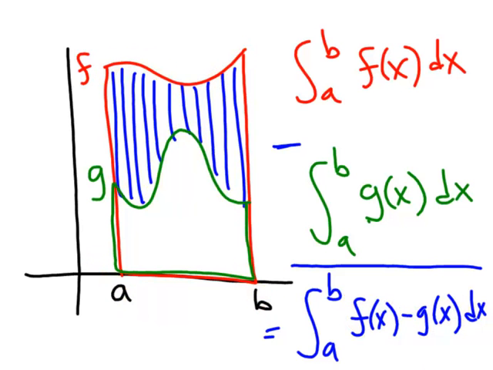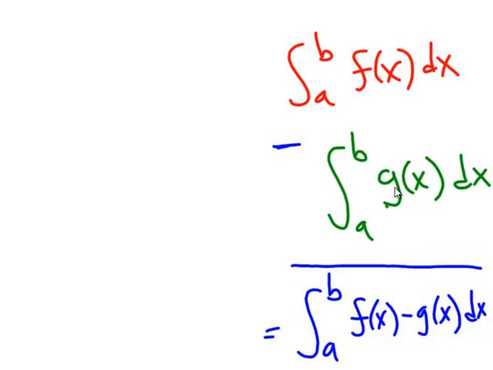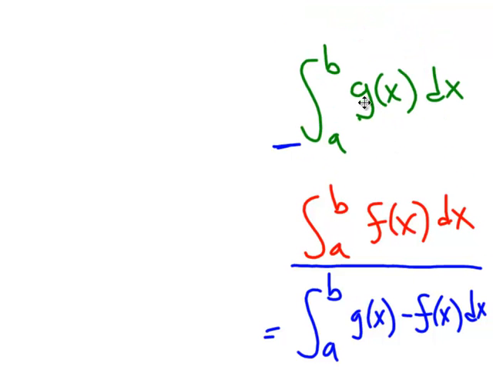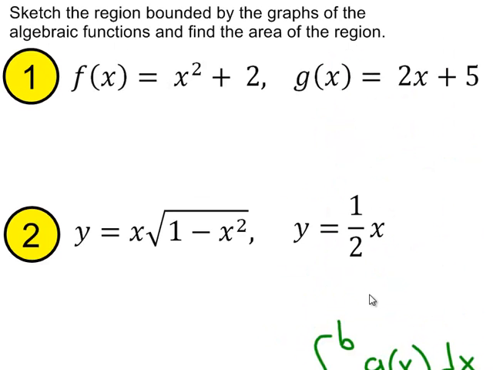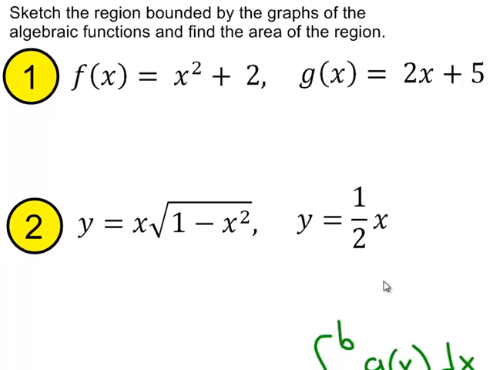But here's where the problems typically occur. Let's say that a and b are not given to you. They're not provided. And furthermore, let's say a picture is not provided to you either. And it's not clear to you whether you should have f minus g or whether you should reverse and have g minus f. Well, that's what we're going to try to deal with in today's exercises. Notice that in neither of these two exercises are you provided the limits of integration, nor are you provided a picture. So let's see how we're going to handle that.